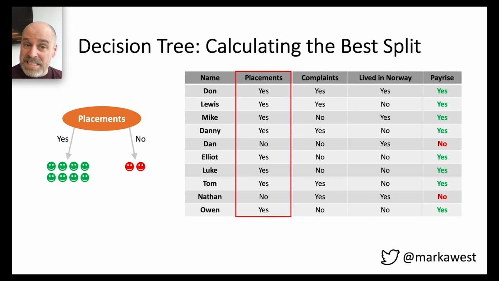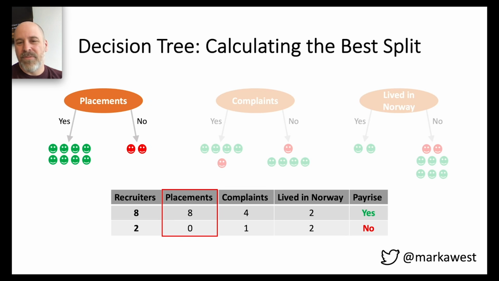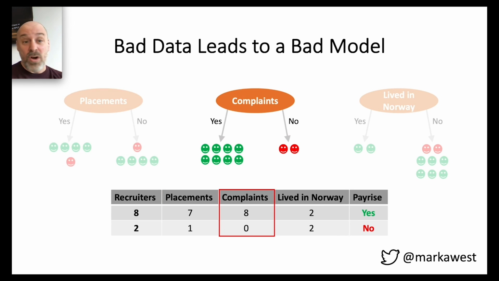But when we get to placements, there we get our split, right? So the decision tree would say, okay, this decision tree can just be one level deep. We will just decide who gets a pay rise based on who made a placement and who didn't make a placement, such as this. Very, very simple. Now, this is all well and good, but what happens when you've got bad data?